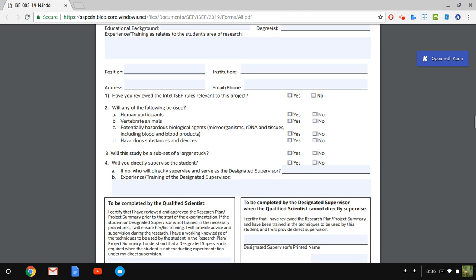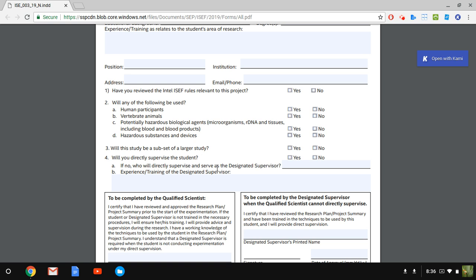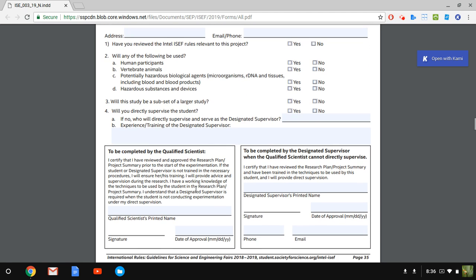That professor might be very, very busy. They might not actually directly supervise you, which is fine. They might have one of their TAs work with you while they're in the lab. So you cannot be working unassisted or unsupervised at an institution. But that doesn't mean you necessarily have to be working under the person who's filling out this form. So it's okay if the answer to this one is no. You just fill out that person's name and then their experience or their training.